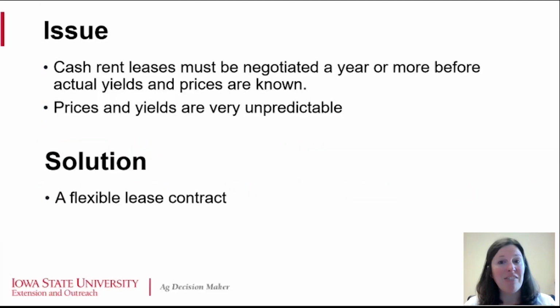Today I want to share a little bit of insight on flexible farm leases in Iowa. In Iowa, half of our farmland is under some form of rental agreement, and there are several kinds of farmland leasing agreements for landowners and tenants to consider.